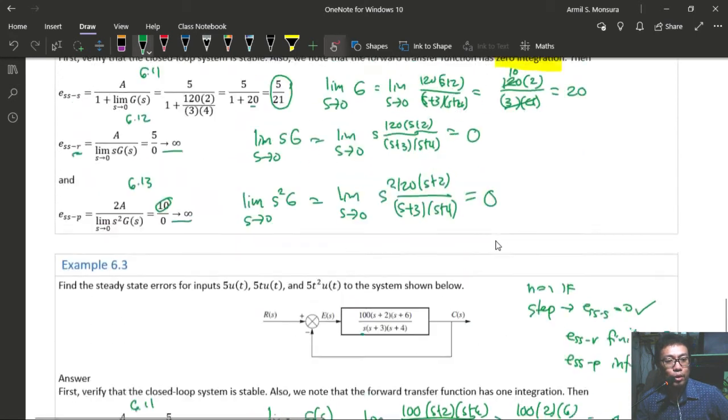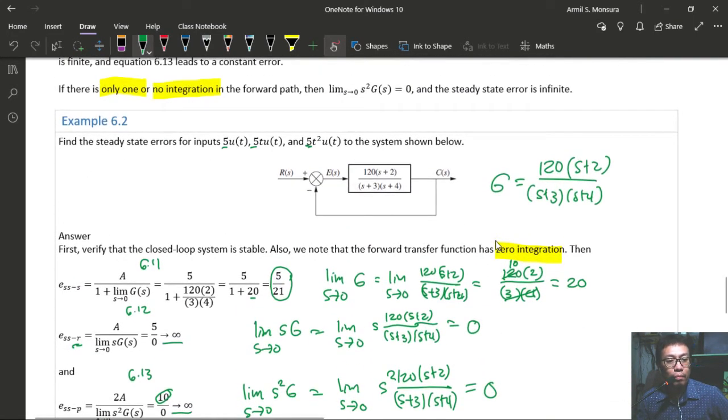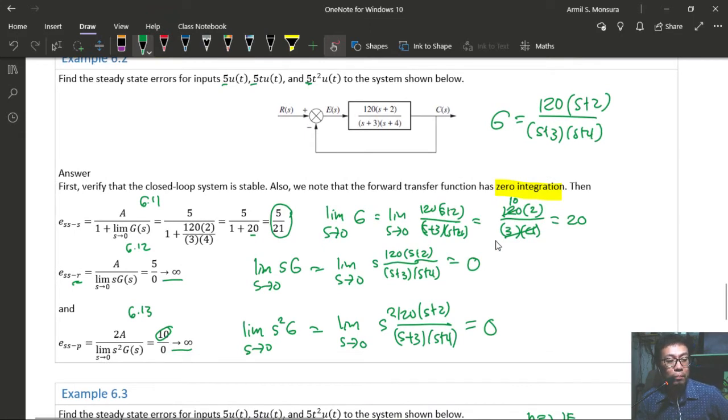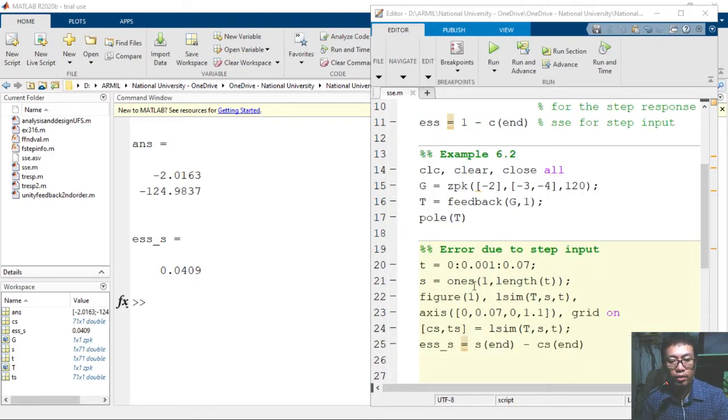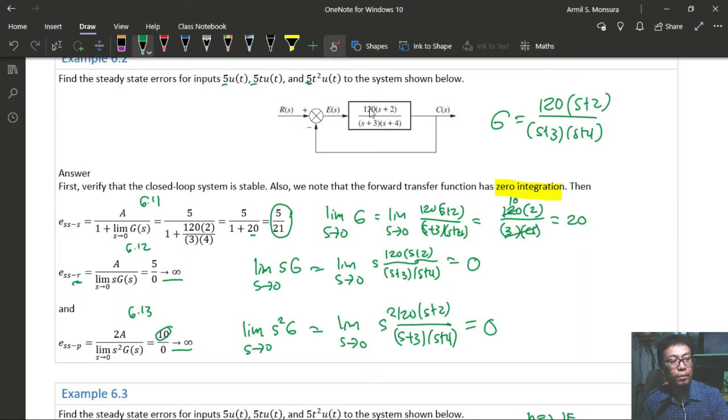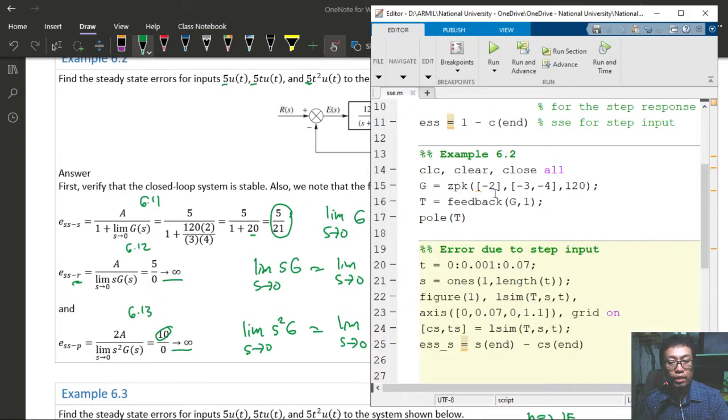Okay? So, ganito gawin natin ngayon. Balikan natin yung example 6.2. Tapos tingnan natin kung paano yung error niya in terms ng simulation. Okay, these are possible commands na pwede nyo gamitin para ma-evaluate yung steady state error nung system na to para sa step input. So again, dinefine natin yung system natin using ZPK.